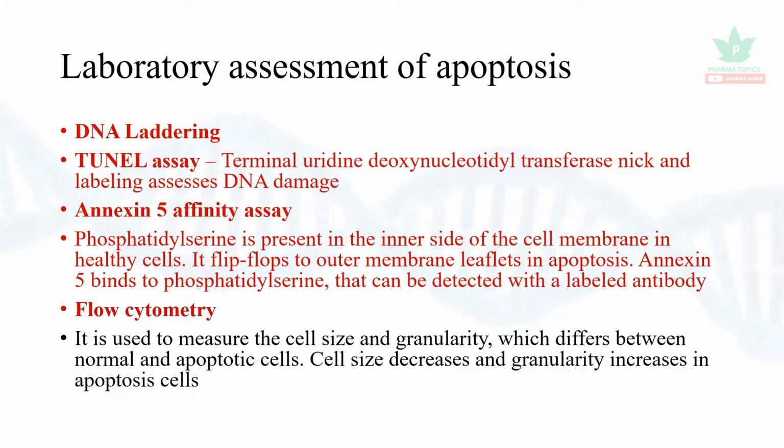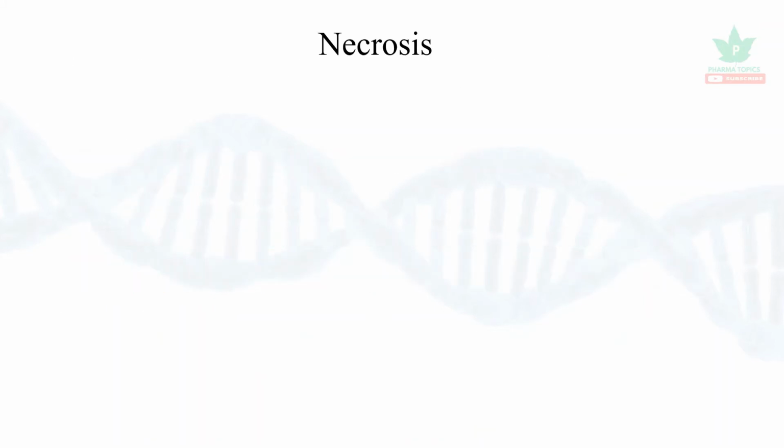Next is flow cytometry. It is used to measure the cell size and granularity. When the cell size decreases and granularity increases, it determines the apoptosis in the cells. Let us see about necrosis.